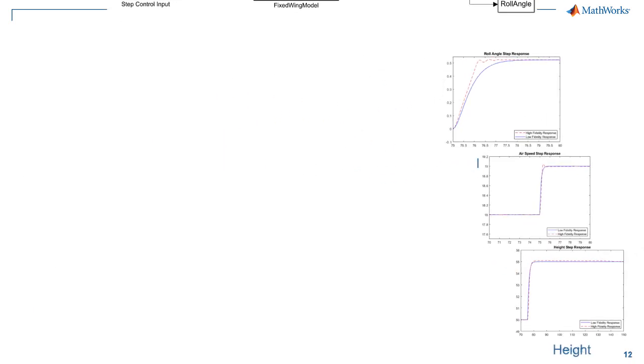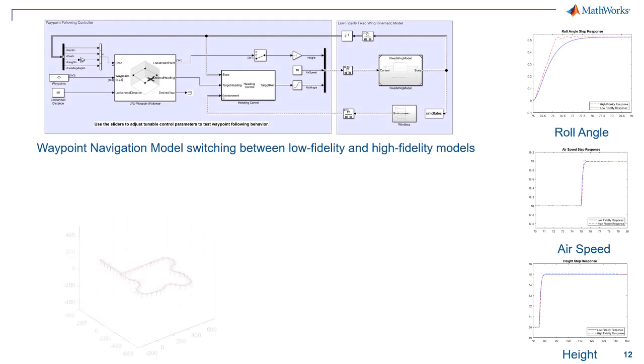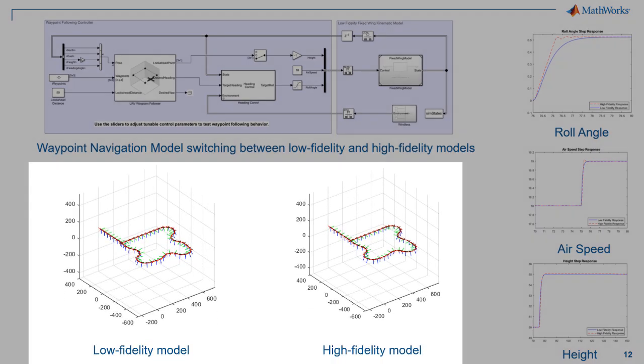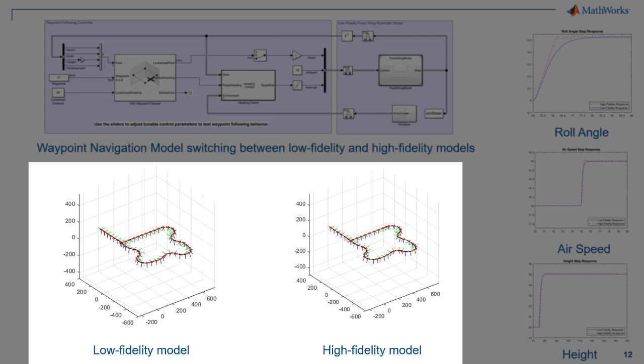And finally, test the waypoint navigation model with both the low and high fidelity models and compare the flight behavior results. We can see that the output responses for the low and high fidelity models are similar. Thus, we can tune the control parameters for different scenarios with the low-fidelity model and then tune the high-fidelity model accordingly for implementation in the real environment.